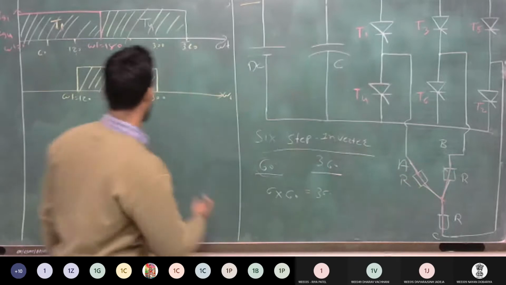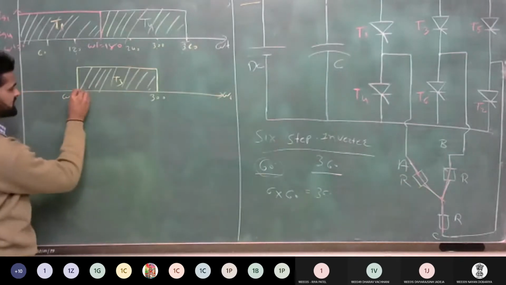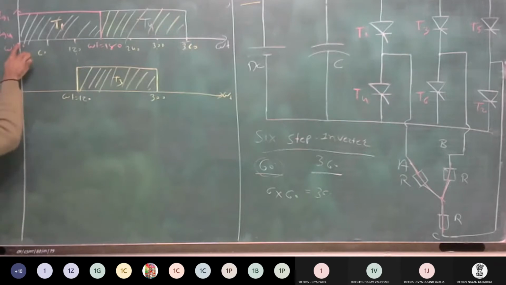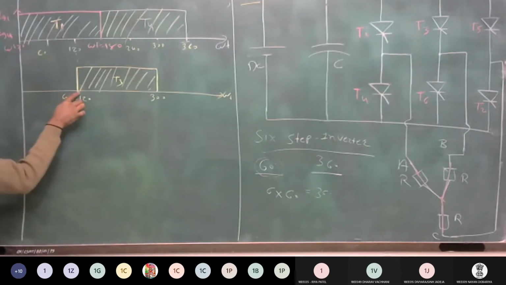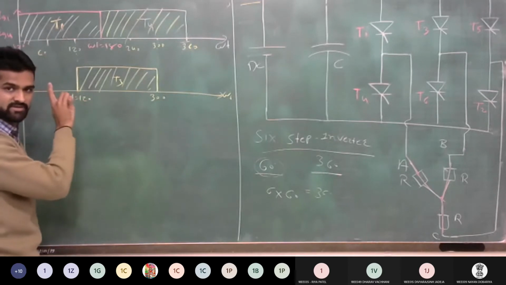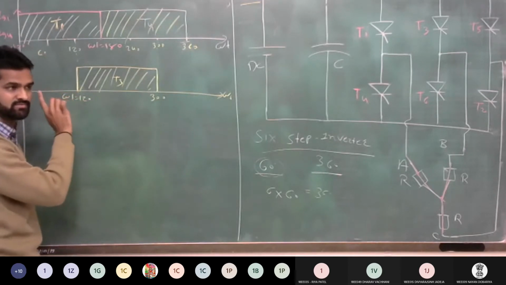So that's why here I provide the gate pulse to thyristor T3 at 120 degree after the conduction of T1. T1 starts from omega t is equal to 0. So now T3 will start from omega t is equal to 120 degree. Clear? Yes or no?